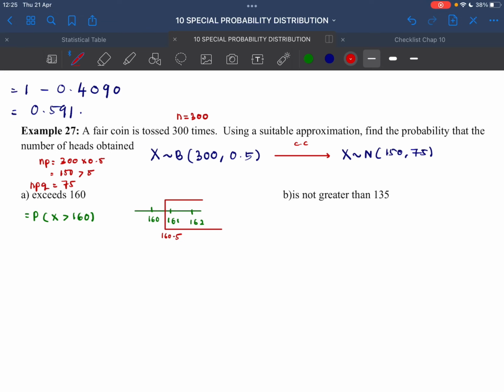Okay, so now we have to change this according to our continuity correction, 160.5. Now this is already normal distribution, so we only need to change to standard normal distribution. 160.5 minus the mean, we have 150 over square root 75. And here you supposedly get z greater than 1.21. You can just see your table.